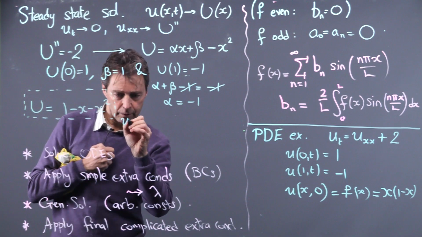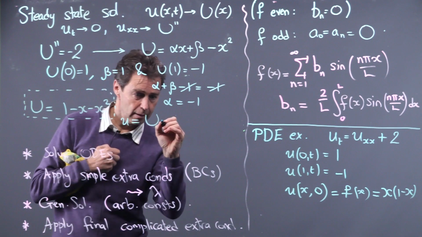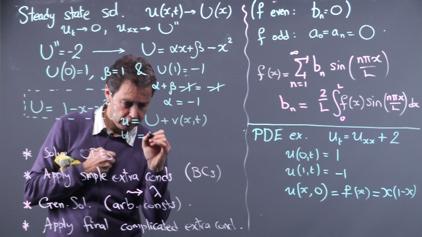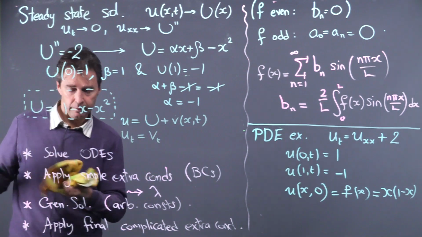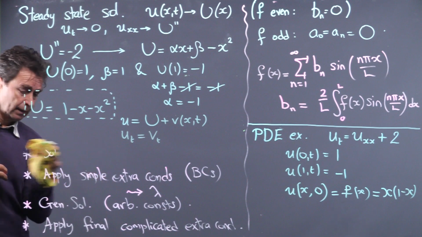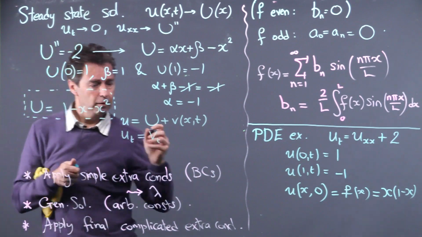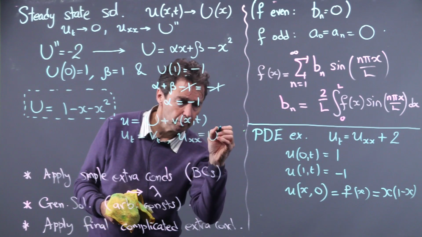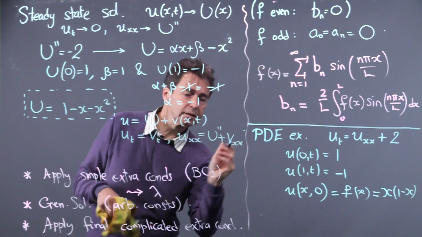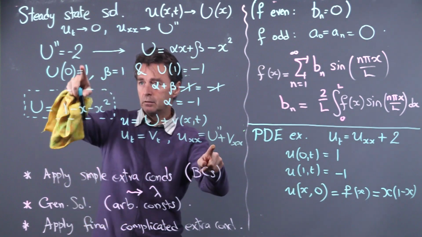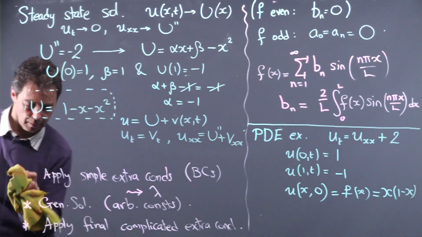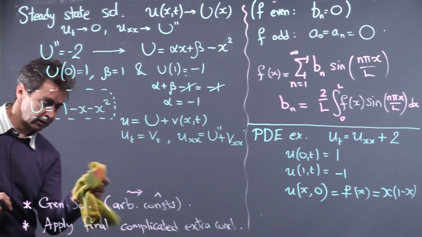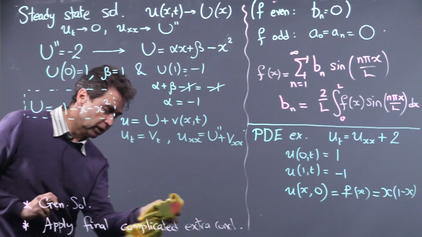Now what I want to do is I want to put little u is equal to this thing plus v of x and t. And that means that u_t is just v_t, since big U is independent of t. And I need the second derivative with respect to x. So u_xx is equal to U prime primed plus v_xx. That's just minus 2. So I put that into the PDE at this point, and also the boundary conditions, and at this stage I should have homogenized everything for v.